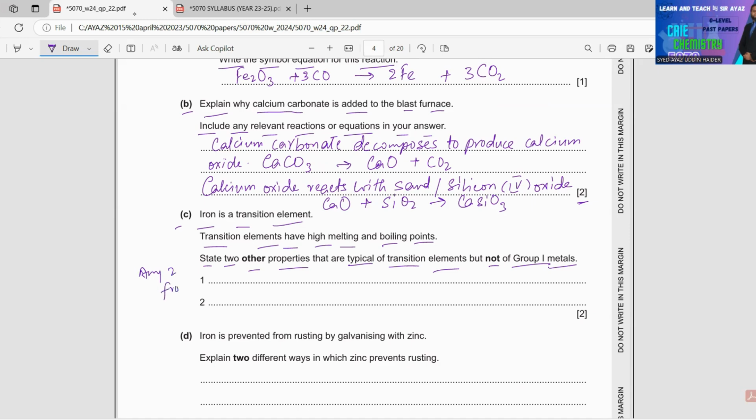Any two from: hard, high density, form colored compounds, variable oxidation numbers, act as catalyst.